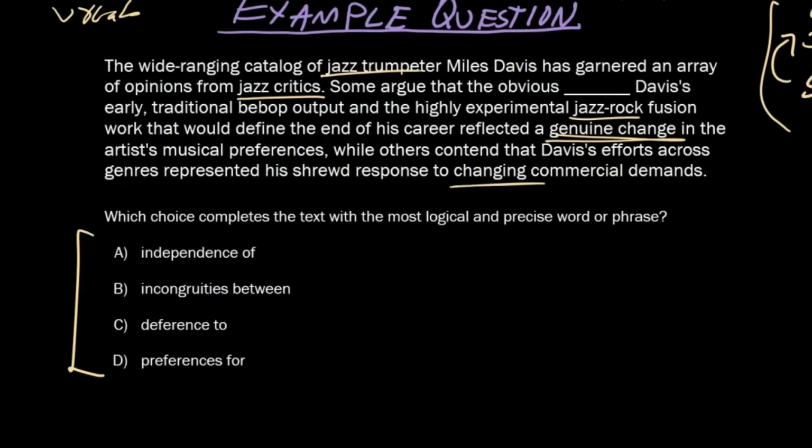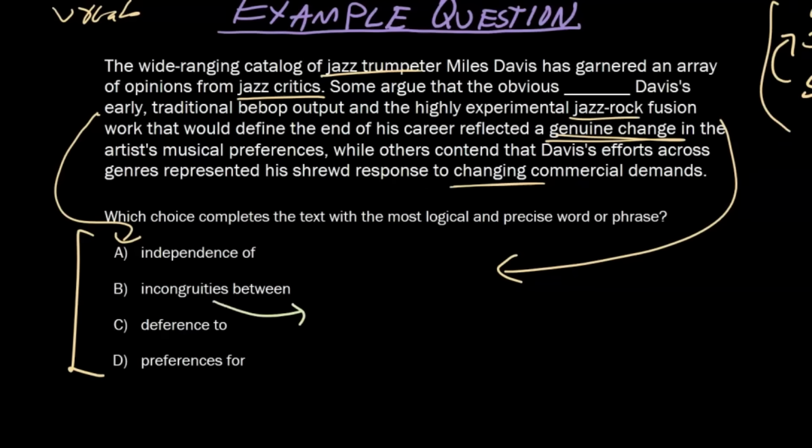Let's test our answer choices now. Some argue that the obvious independence of early traditional bebop output in the highly experimental jazz rock fusion work that would define the end of his career reflected a genuine change. Well, independence of doesn't really make sense. This might be independent, but that doesn't really relate to this part here. Incongruities between. If you don't know this word, let's just say we skip it for now. What it means is differences.